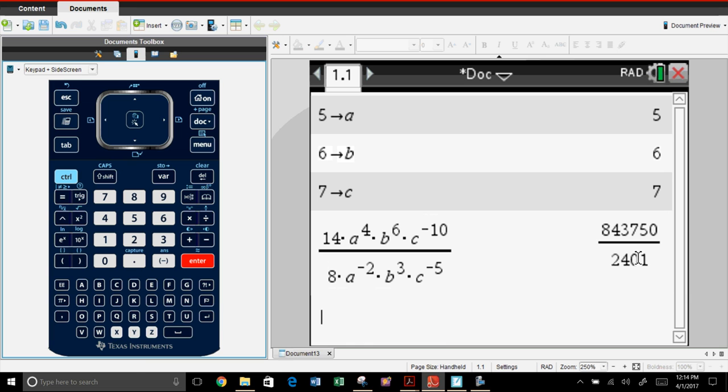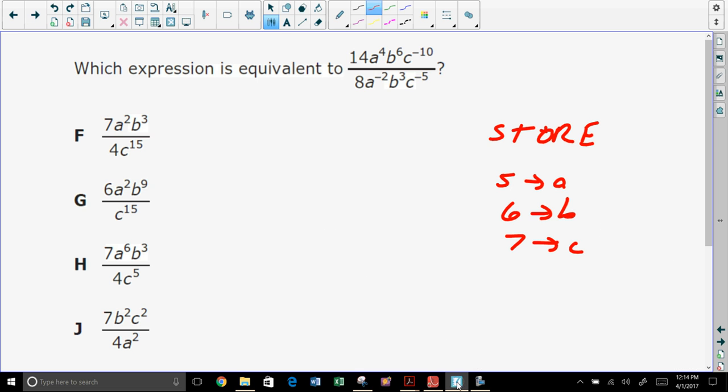Okay, so let's go ahead and go back to our page and enter that answer. So we had an answer of 843,750 over 2401. Okay, so now what we'll do is we'll type in our choices until we find this answer right here. Now the correct answer is letter H, so all we're going to do is verify that H does give us that answer.